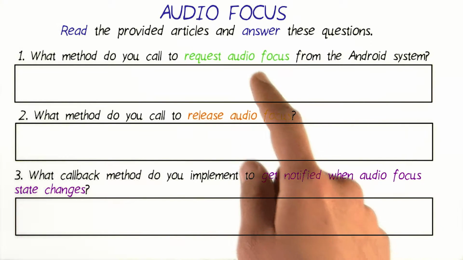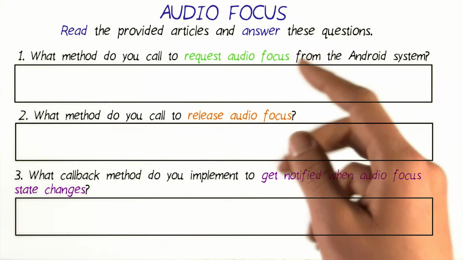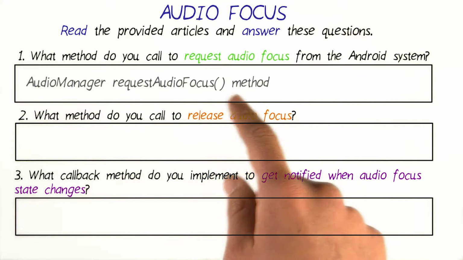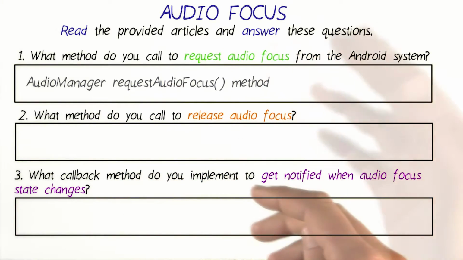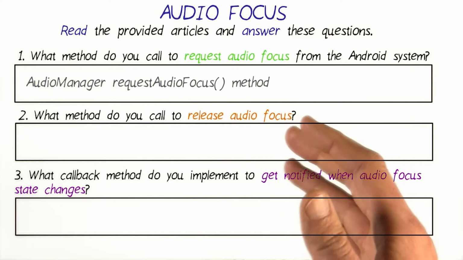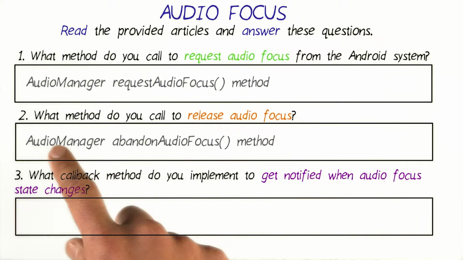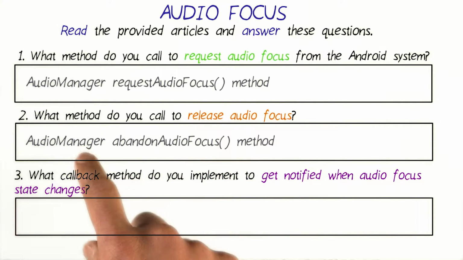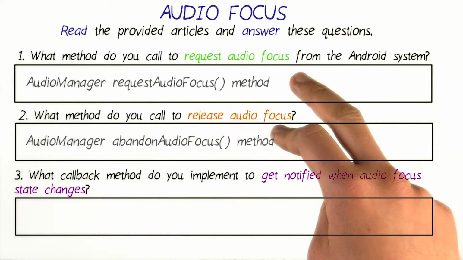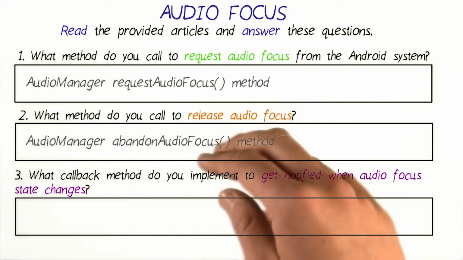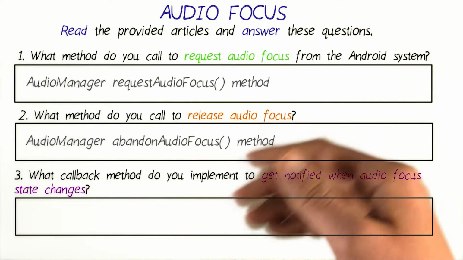We can request audio focus from the Android system by calling the audio manager's request audio focus method, and then we can play our audio. When we're immediately done playing audio, we can release audio focus by calling the abandon audio focus method in the audio manager class. Now note that these two methods do have input parameters that you'll need to pass in, but you can check that in the documentation later when we actually need to use these methods.